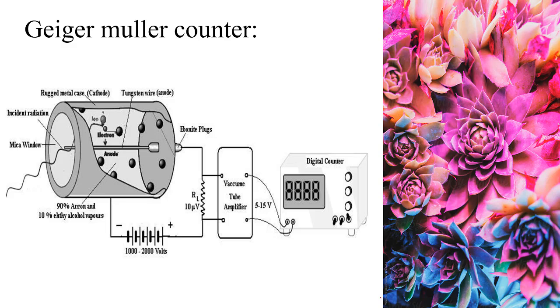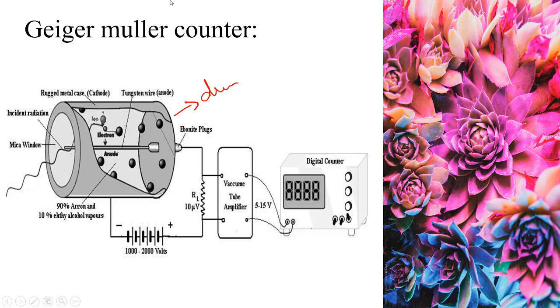So first let's see the Geiger-Müller counter. If you see this equipment, this is the main Geiger-Müller drum, and this is the amplifier, and you will be having a digital counter.